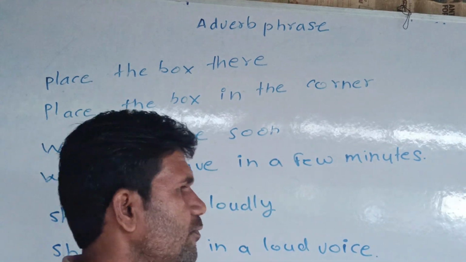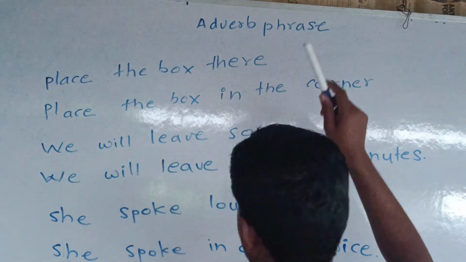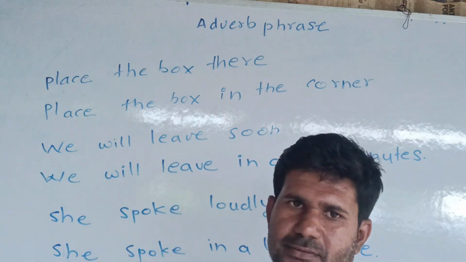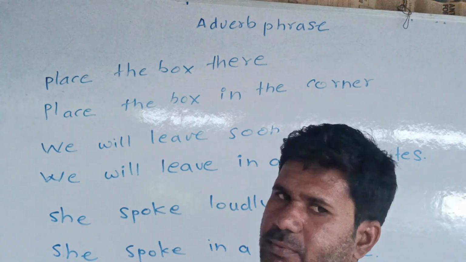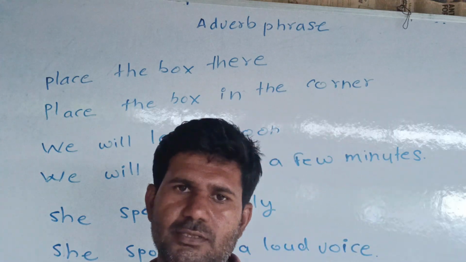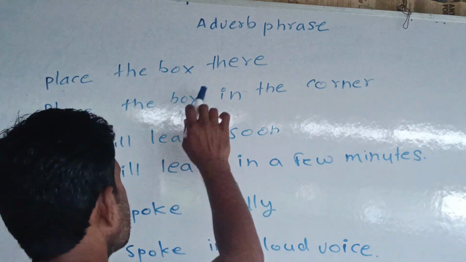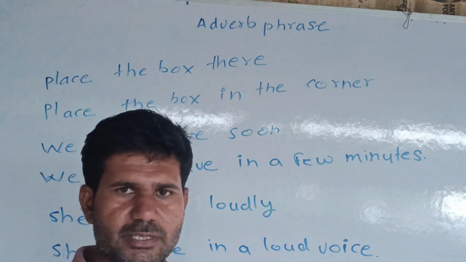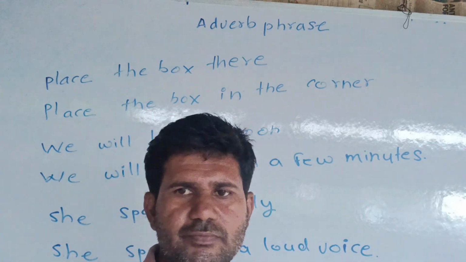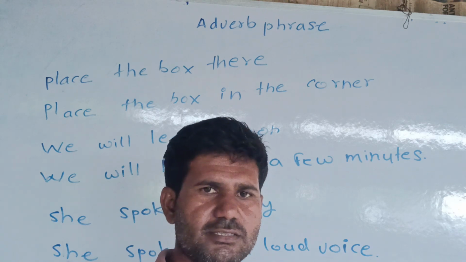Today we'll study adverb phrase. An adverb phrase acts as a single adverb. What does an adverb tell us? It tells us about the verb. It tells us where the action mentioned in the verb is happening. The action that is mentioned in the verb, where that action is happening, adverbs tell us.